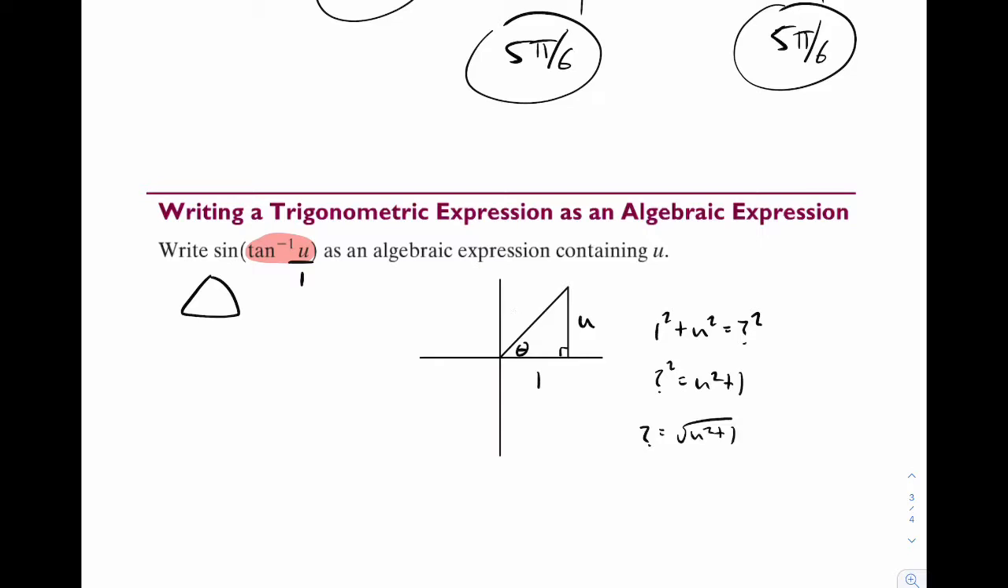So I'm going to erase this. I can write the root of u squared plus 1, and now I can figure it out. Sine of theta is going to be u over the root of u squared plus 1. Now you could rationalize that, but the book leaves it, so I'm okay with you leaving it like this as well.